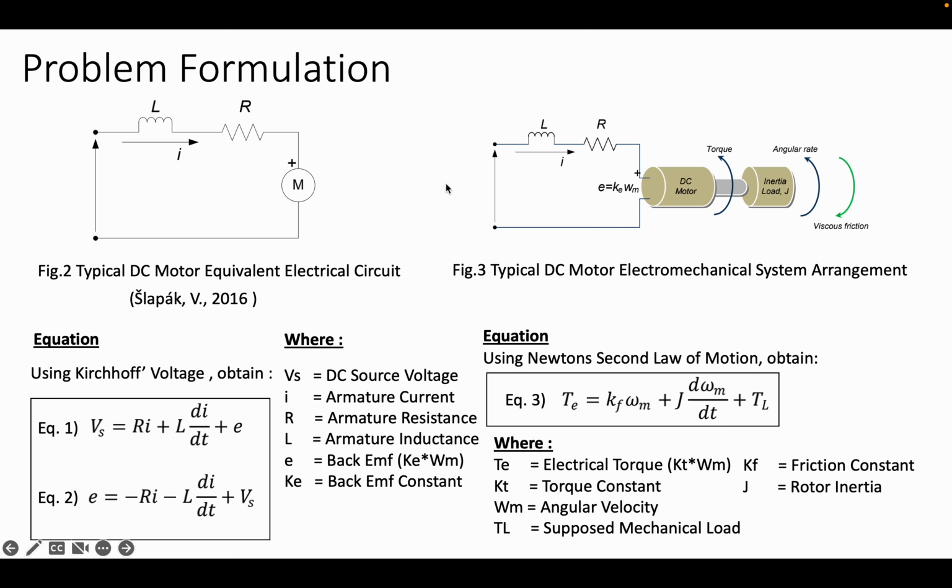We have two sections here. On the left side is the electrical circuit, where L is inductance and R is resistance. From Kirchhoff's voltage law, we obtain equation 1, which is Vs equals Ri plus L di over dt plus E. From this equation, we can find E, the back EMF, and we get equation 2: E equals minus Ri minus L di over dt plus Vs.